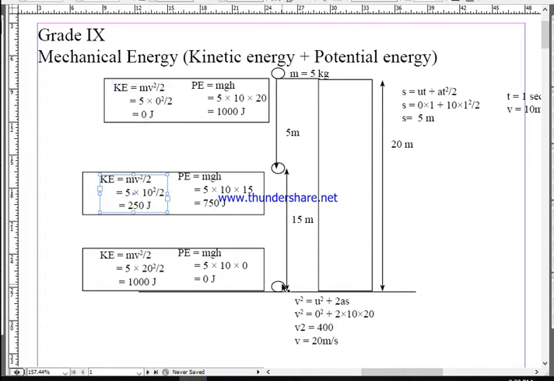And when the object reaches the ground, its potential energy becomes 0, whereas kinetic energy becomes 1000. So overall, its kinetic energy is increasing and potential energy is decreasing. Understood? So what's happening here, you can see that overall the total energy possessed by the object remains constant, and that total energy is known as mechanical energy, and mechanical energy is the sum of kinetic energy and potential energy.